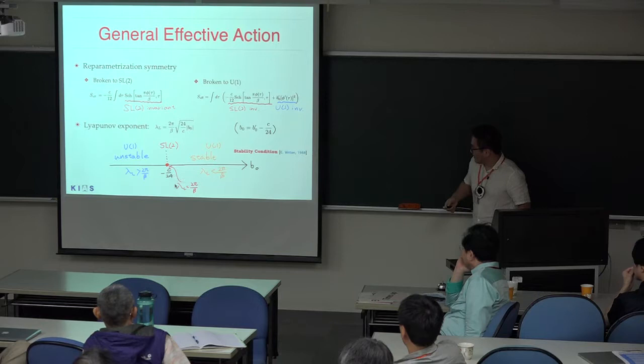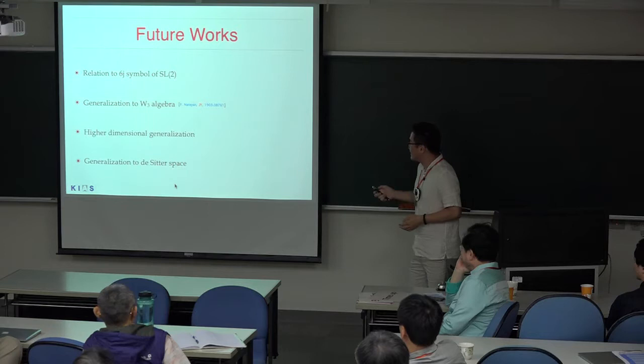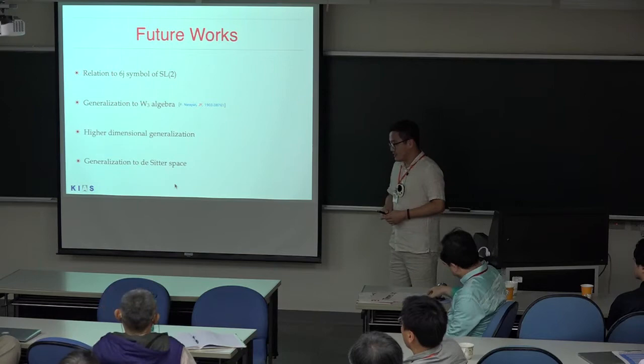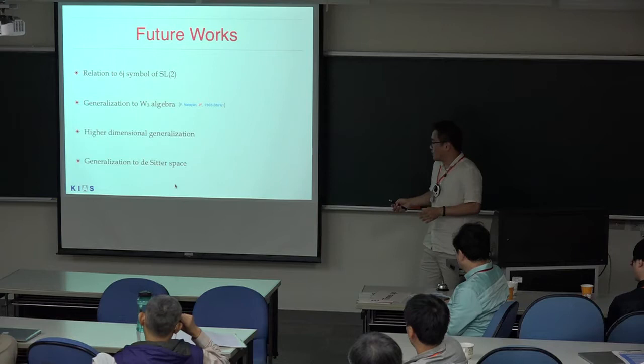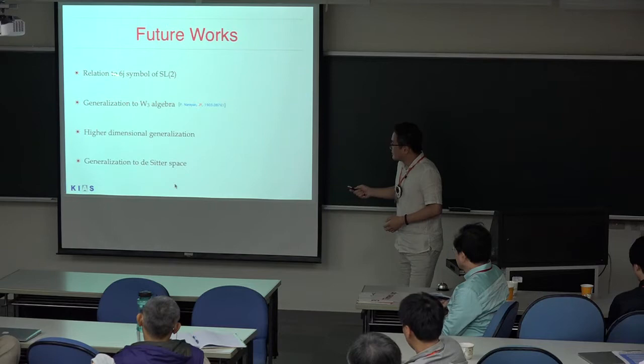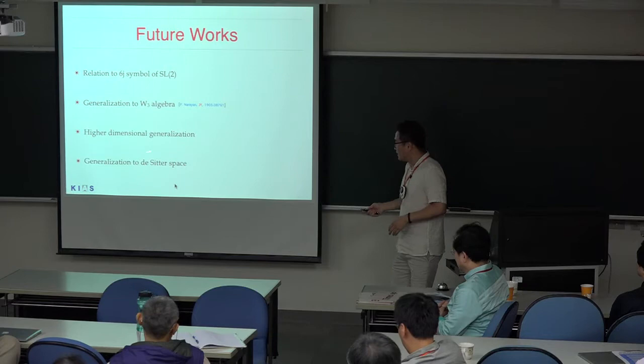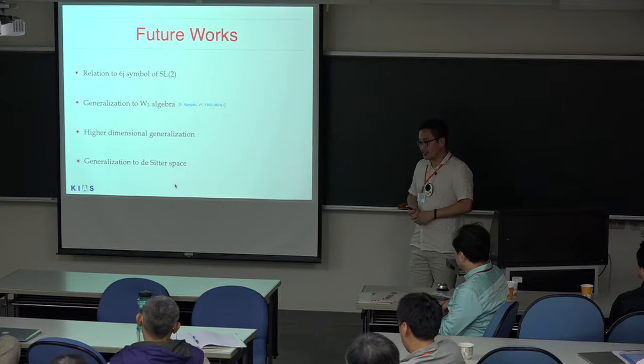So, I'm running out of time, but this is my future work. People have already found some correlation functions of the Schwarzian theory at zero temperature. But at finite temperature, the calculation that I found might be helpful for relating to the 6j symbol at finite temperature. Also, it's interesting to generalize to the W3 algebra case, and also, as I mentioned, the higher dimensional generalization would be very interesting. Thank you very much for your attention.